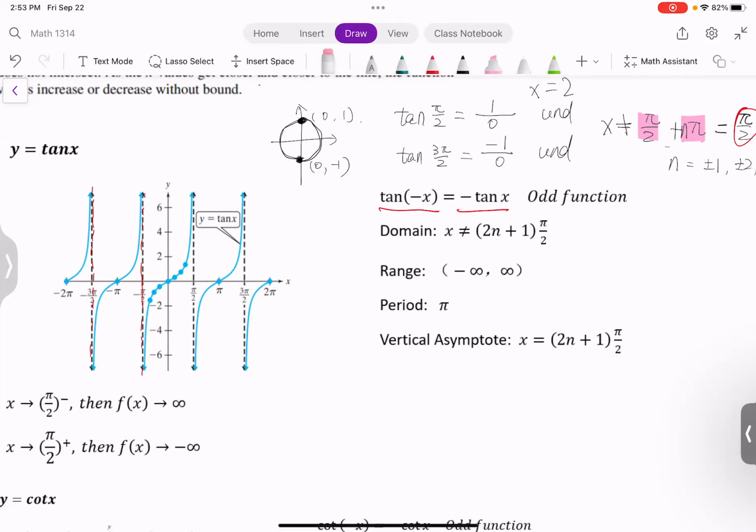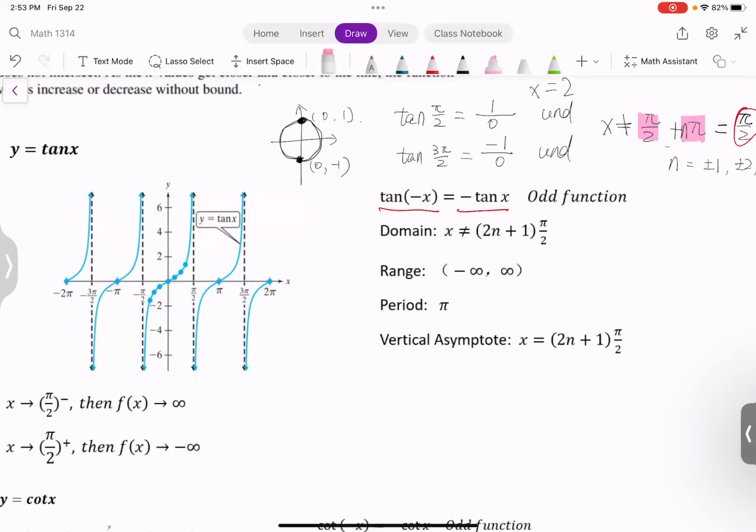And what is the range of the function? From the graph, you can tell the range, all the y values from negative infinity to infinity. The period of the tangent is pi. That means after pi, they have the same pattern. They have the same graph.